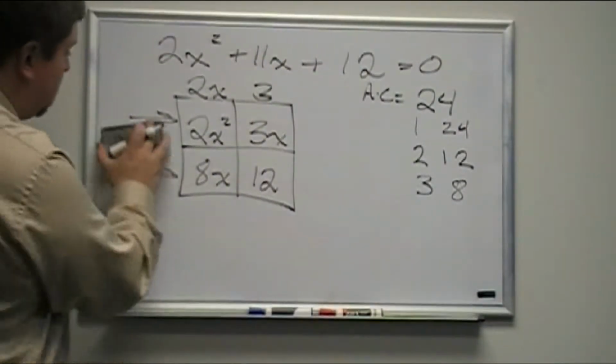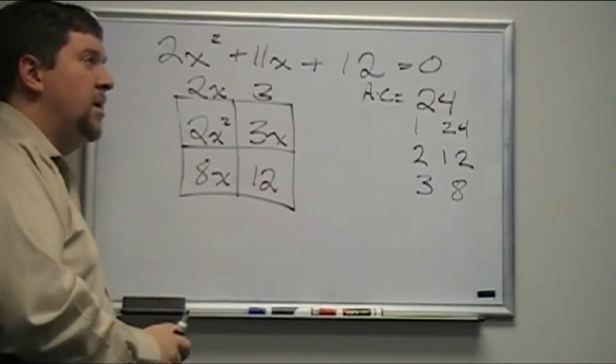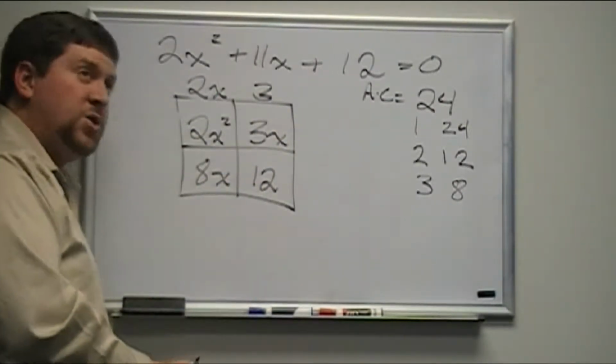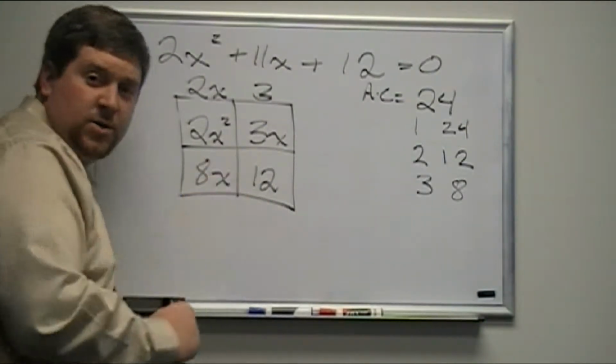Now let's do our rows. I have a 2x and a 3x, so let's see, I can't pull out a 2 or a 3, so it looks like I'll just have to pull out an x.